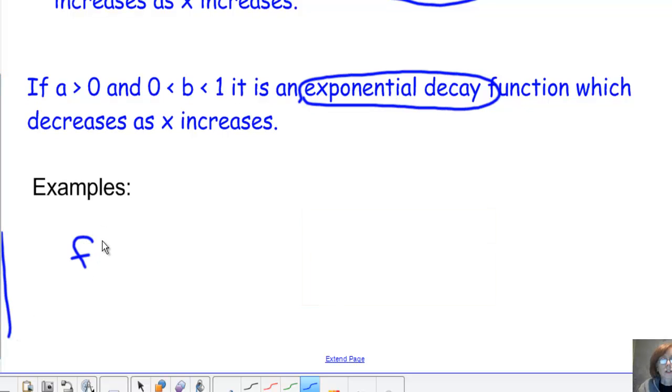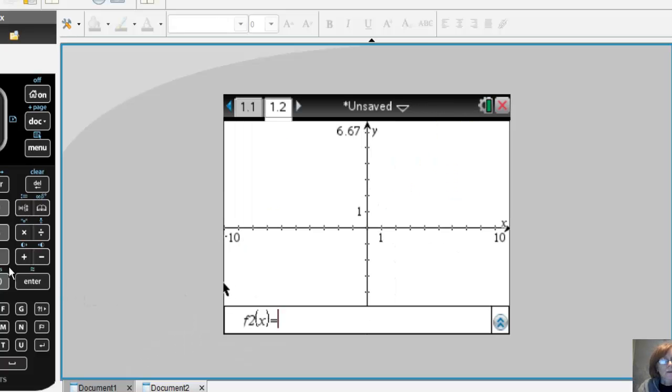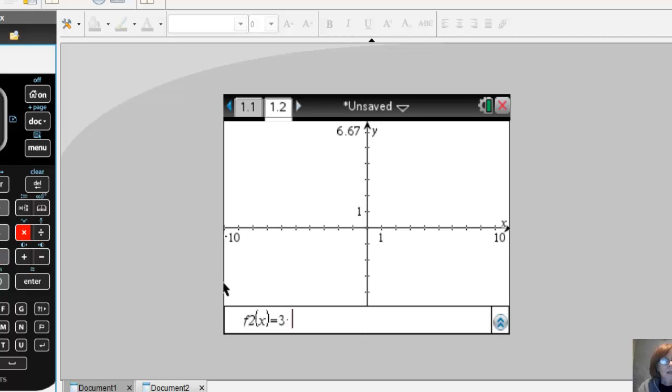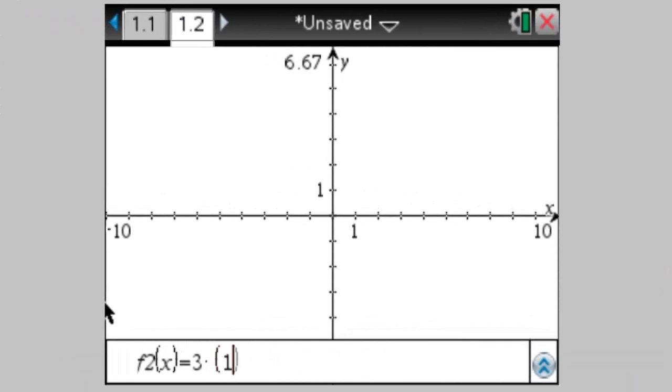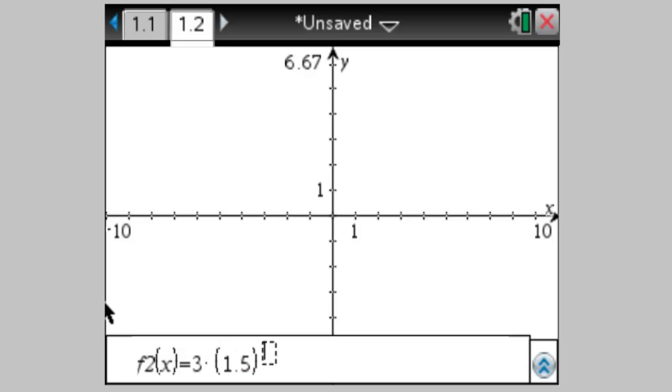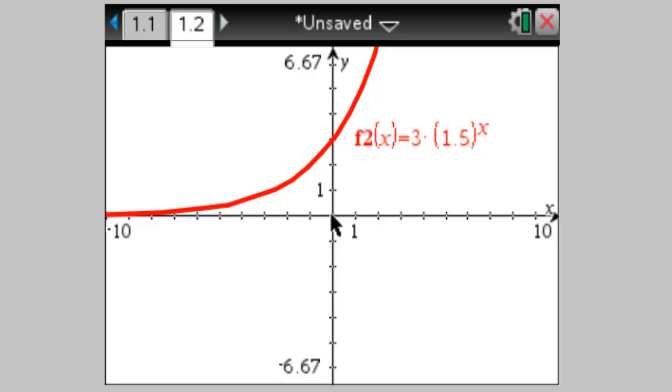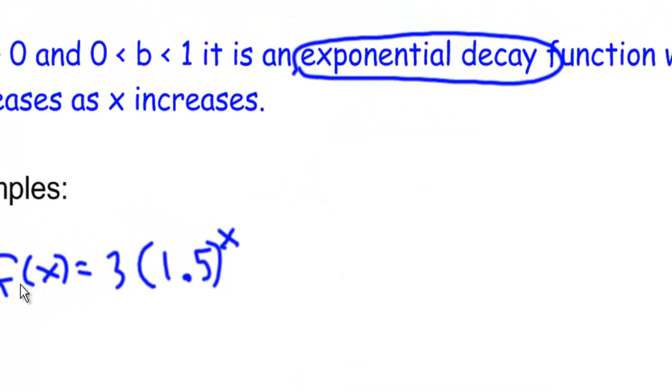Let's say we have the function f of x equals 3 times 1.5 raised to the x. My a is 3, my b is 1.5. Since b is 1.5, that means it's greater than 1, which means this should be an exponential growth function. Let's type it in and see. I want 3 times, and in parentheses, 1.5, close parentheses, raised to the x. Sure enough, it is an exponential growth function. How about this example?